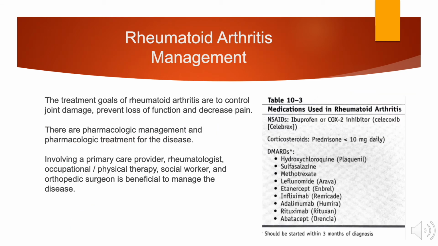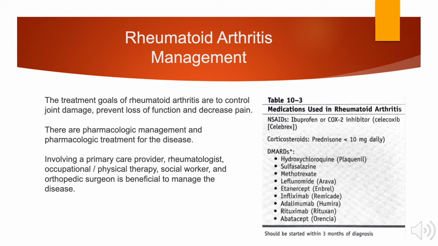Managing rheumatoid arthritis. The treatment goals of rheumatoid arthritis are to control joint damage, prevent loss of function, and decrease pain. There is pharmacologic and non-pharmacologic treatment for the disease. On the right, you see a table with medications used in rheumatoid arthritis. You see ibuprofen, prednisone. You also have the disease-modifying anti-rheumatic drugs. The very first one is a popular one that everyone is familiar with, hydroxychloroquine.